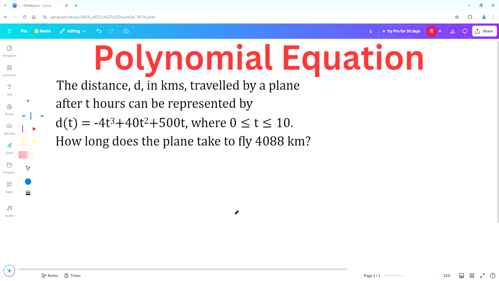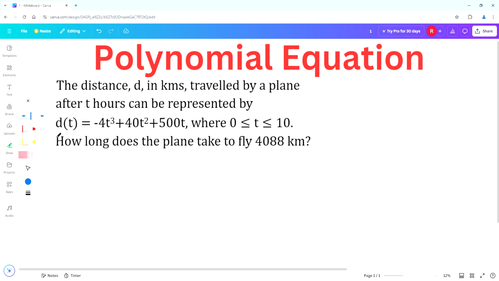So in this video, we'll solve this polynomial equation word problem. As per the problem, the distance d in kilometers traveled by a plane after t hours can be represented by d(t) = -4t^3 + 40t^2 + 500t, where t is between 0 and 10. How long does the plane take to fly 4088 kilometers?